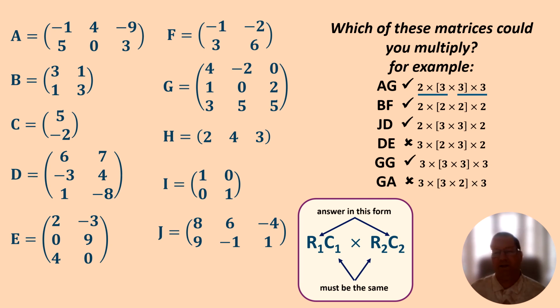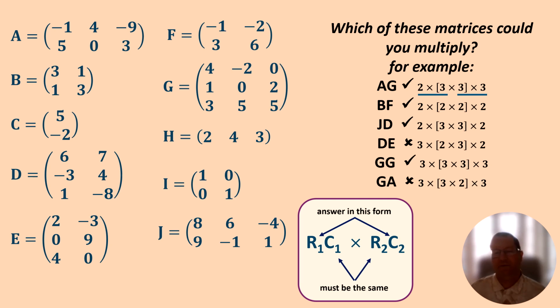BF, B is a 2 by 2 matrix, so it has 2 columns. F is a 2 by 2 matrix, so it has 2 rows. The number of columns of B and the number of rows of F are the same, and the answer is a 2 by 2 matrix. For JD, J has 3 columns and D has 3 rows, so they can be multiplied, and the answer is a 2 by 2 matrix. DE cannot be evaluated, however. D has 2 columns, E has 3 rows, they are not compatible.